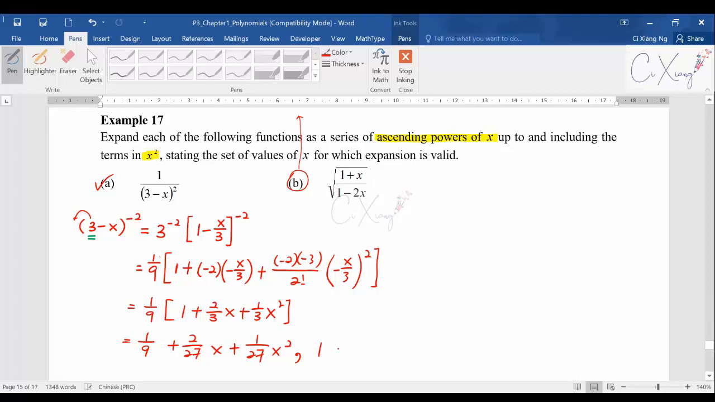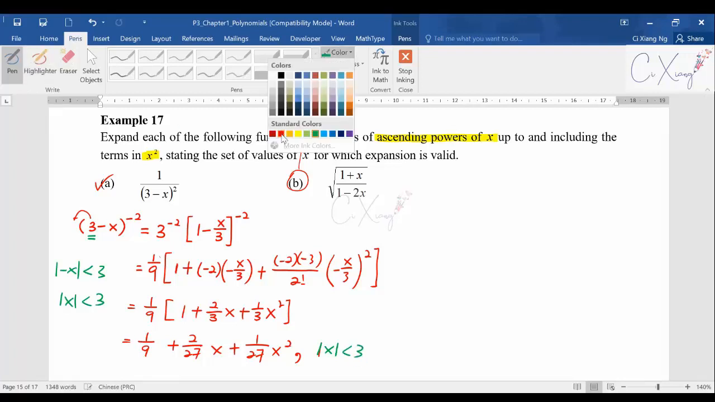And this is how to write the valid values for your x. You can look at the original equation if you want. If you want to base on this one, also can, up to you. I will look at the original one. So this one means modulus of negative x is smaller than 3, smaller than the number in front. Modulus of negative x becomes modulus x, so it is smaller than 3. Therefore, I put it here: modulus x is smaller than 3. This is my value of x.